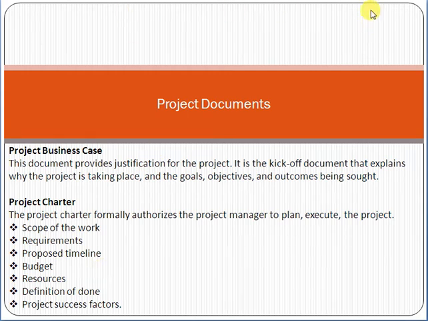Today we shall discuss a topic, the project documents. Friends, today's topic is very interesting and very important with respect to project management. If you are a student of PMP and you are planning to give the PMP exam, this is a very important topic, and you will see this topic in the PMP exam as well.